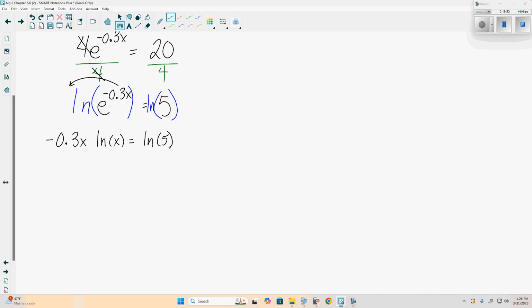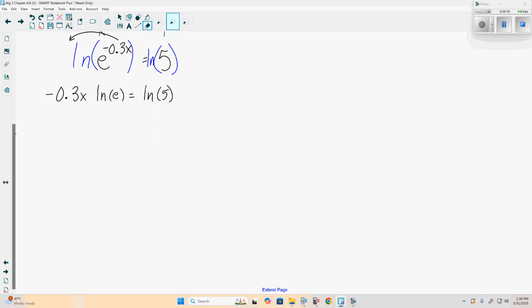Giving us the natural log of e being multiplied by our negative 0.3x, and that's equal to the natural log of 5. Well, what is the natural log of e? 1. Natural log of e is 1. So since the natural log of e is 1, that really leaves us with negative 0.3x equals the natural log of 5. There it is.